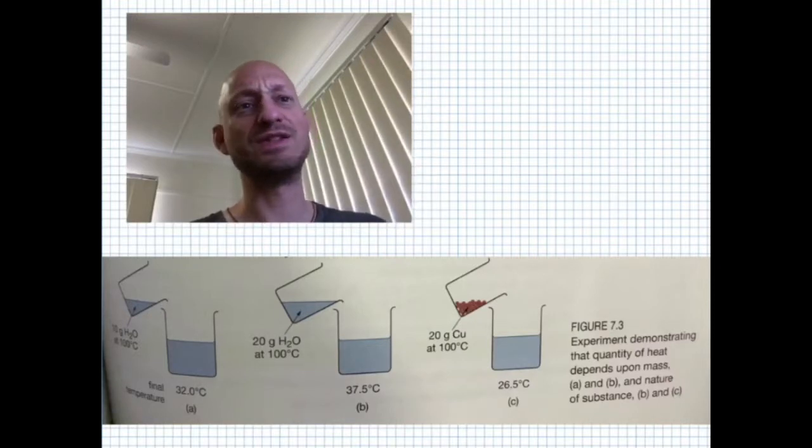For example, consider a red hot pen versus a red hot horseshoe. Both can have the same temperature, but they contain very different quantities of heat. So it's the amount of energy that is stored in them.